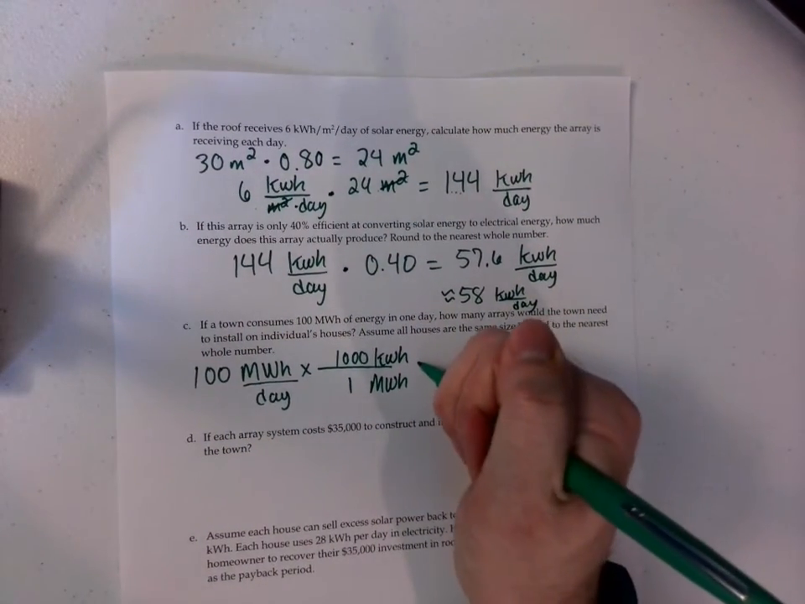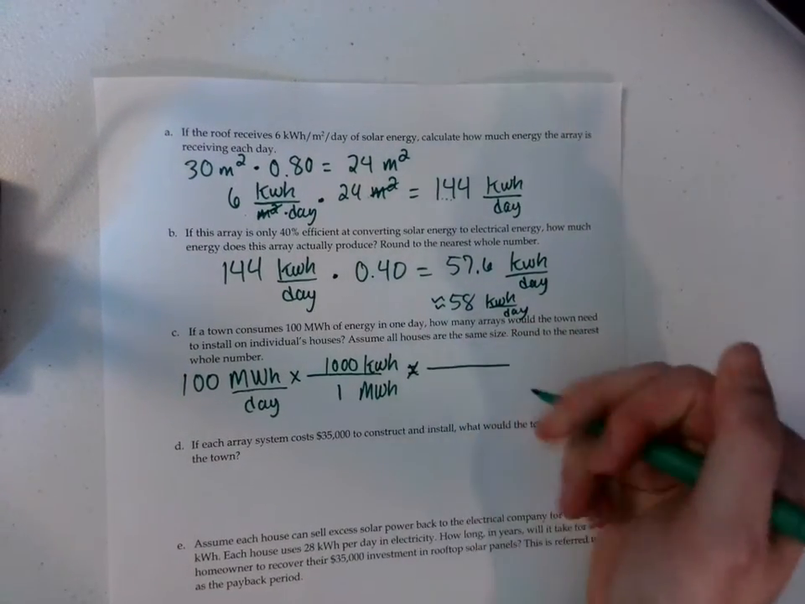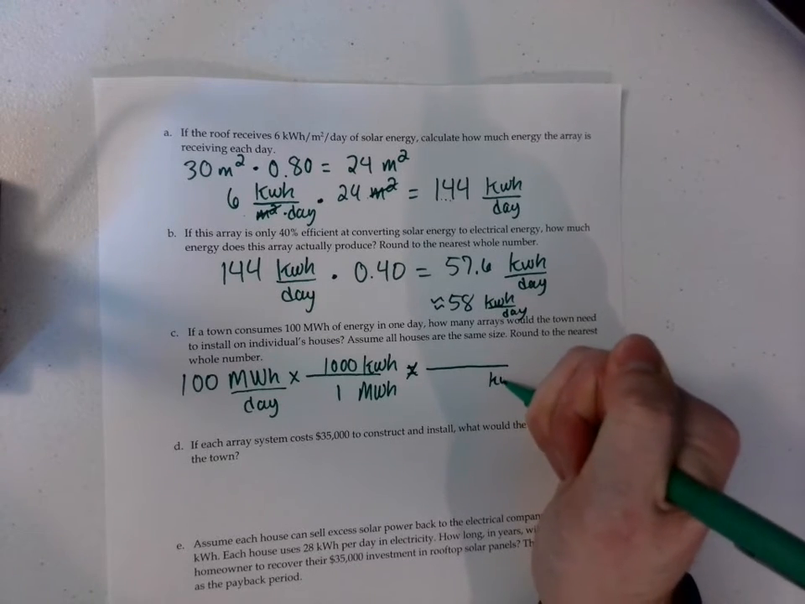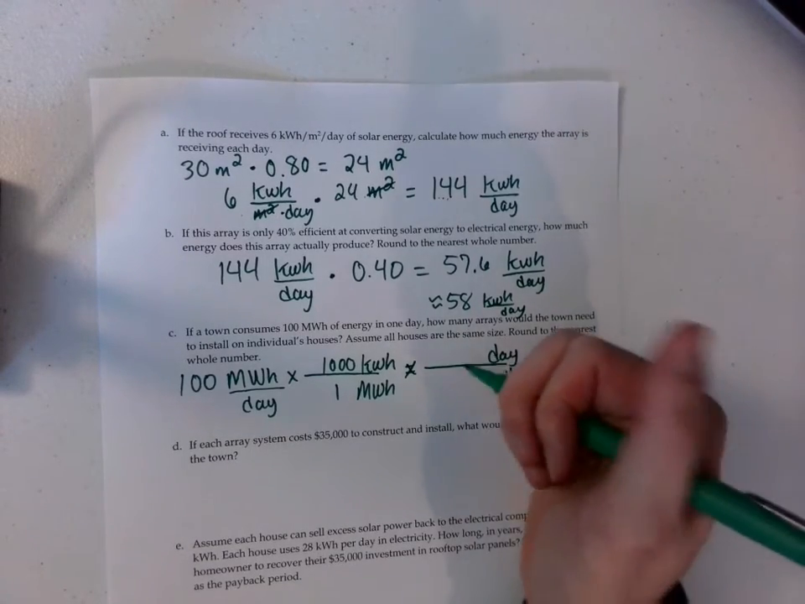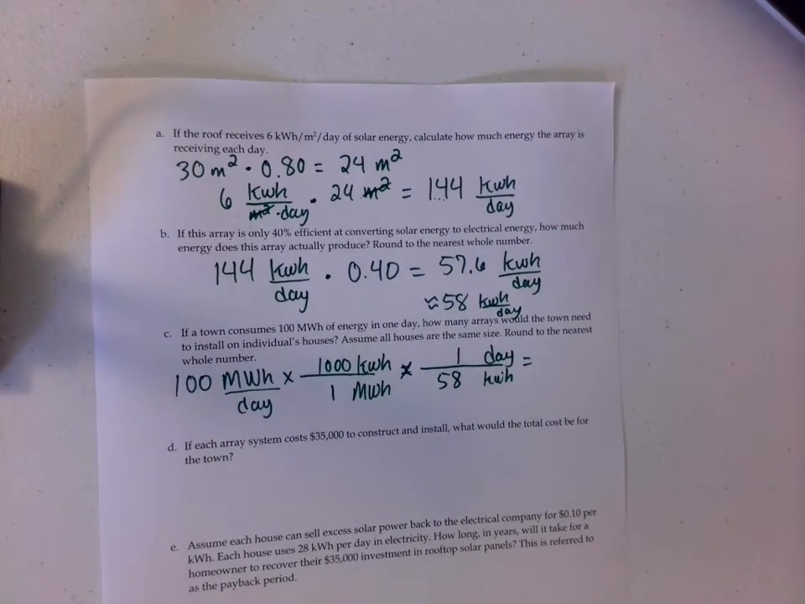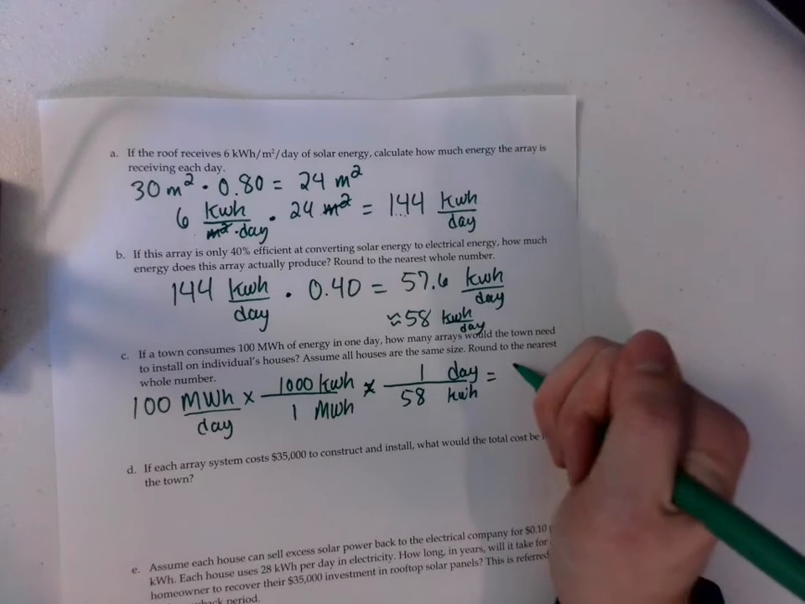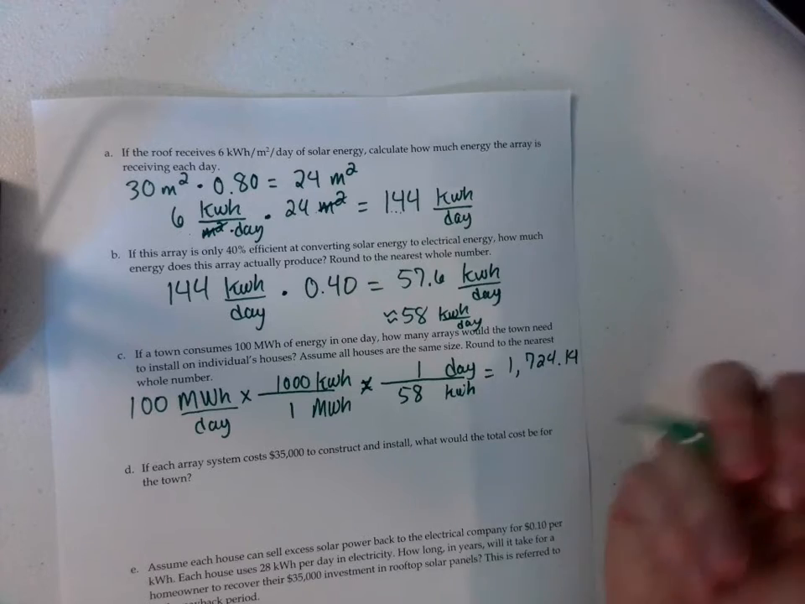Alright, now you're going to multiply that, well, that should be an X, you're going to multiply this times kilowatt hours per day that the photovoltaic system can produce. So in one day, it can produce 58 kilowatt hours. Alright, so let me get my calculator out. And I'm going to do 100 times 1,000 divided by 58. Alright, and the answer is 1,724.14.